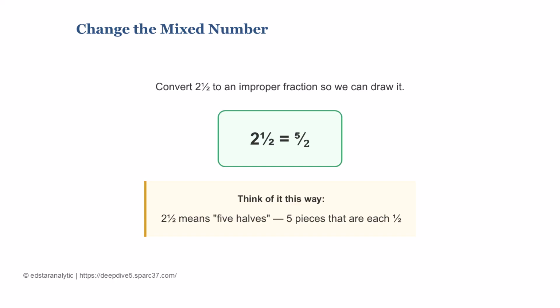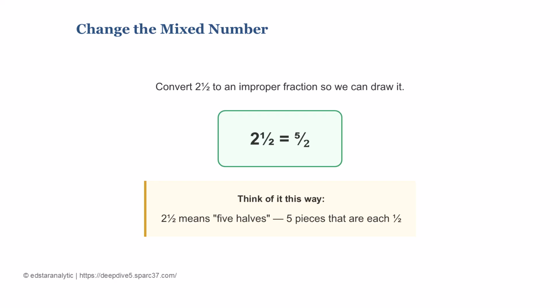But first, let's make our lives easier. 2.5 is a mixed number, and mixed numbers are clunky to draw. So let's convert it to an improper fraction. 2.5 equals 5/2. Think of it this way. If you have 2.5 of something, you have 5 pieces that are each 1/2. 1/2, 2 halves, 3 halves, 4 halves, 5 halves. That's 2.5. 5 halves is the same amount as 2.5, just written differently.